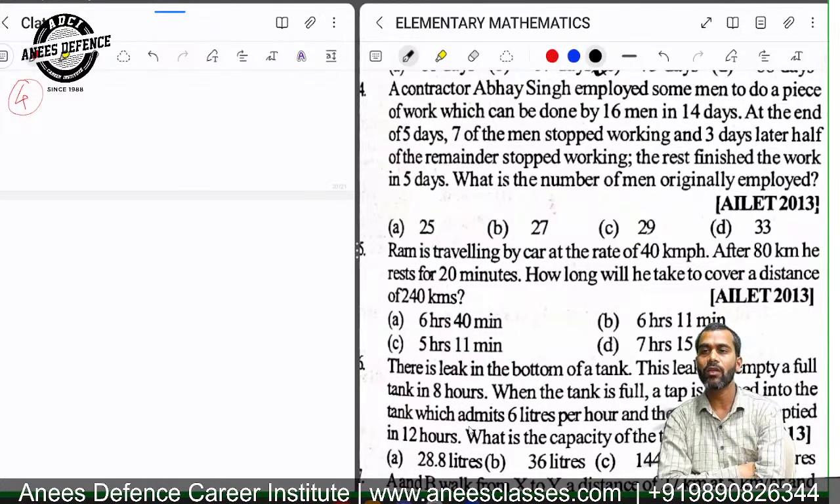So we have to assume that the number of men originally employed was X or N maybe. Please try to solve it. Very easy. And the total work would be 16 into 14. Yes or no? That is the total work.